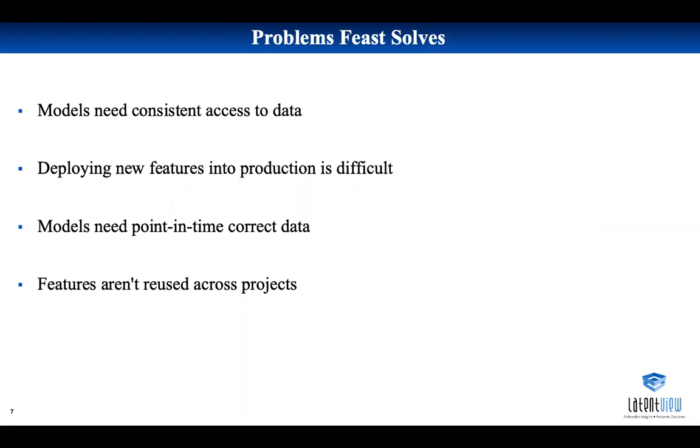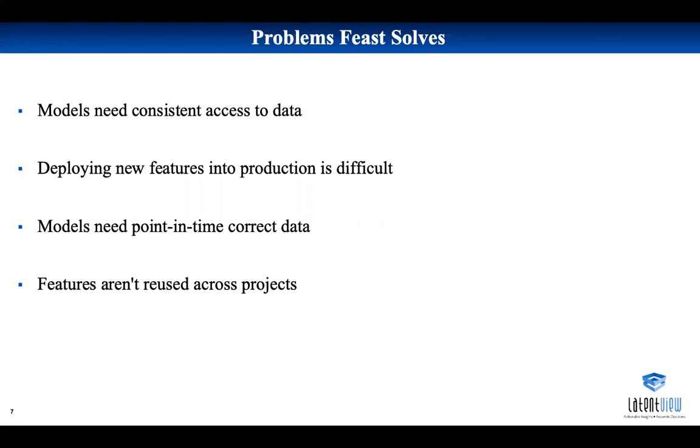These are the four main problems which Feast tries to solve. The first one is that models need consistent access to the data. So what it means is, the main important problem we had during the development of any kind of model in ML is the tight coupling of the data with the models.